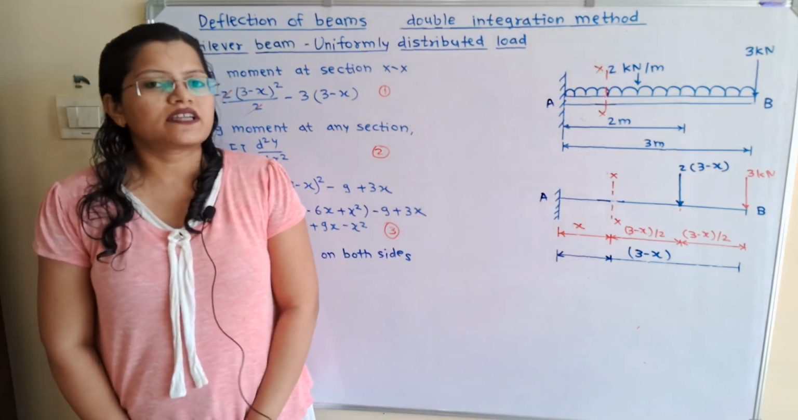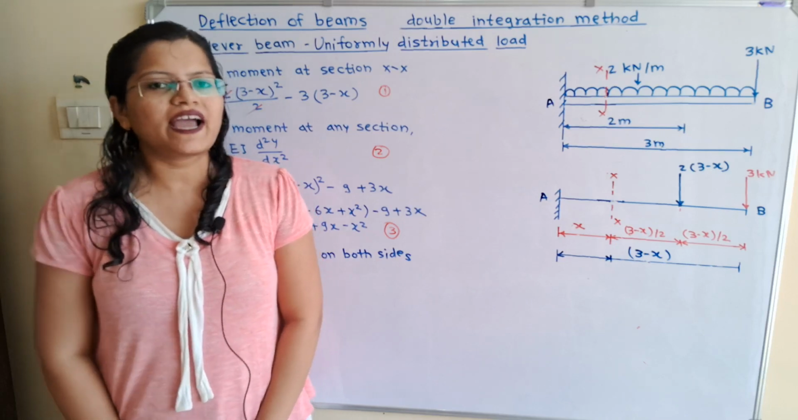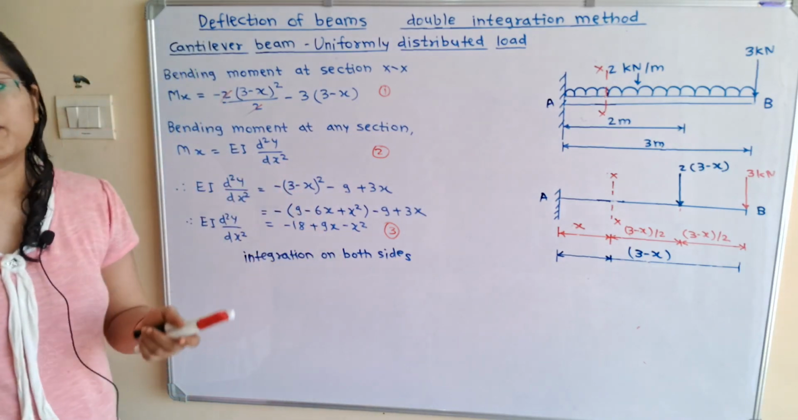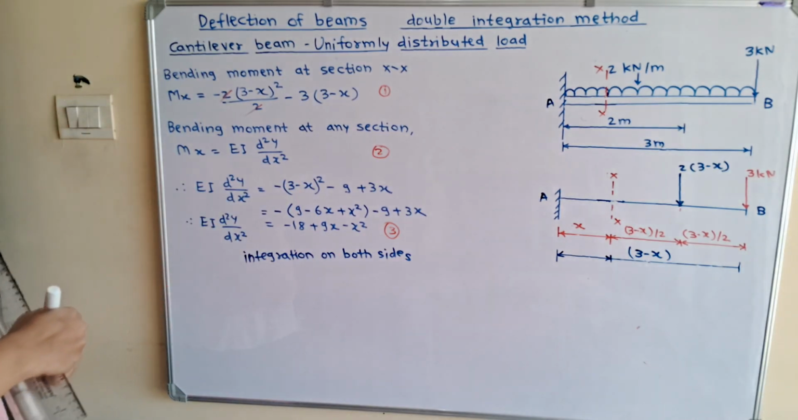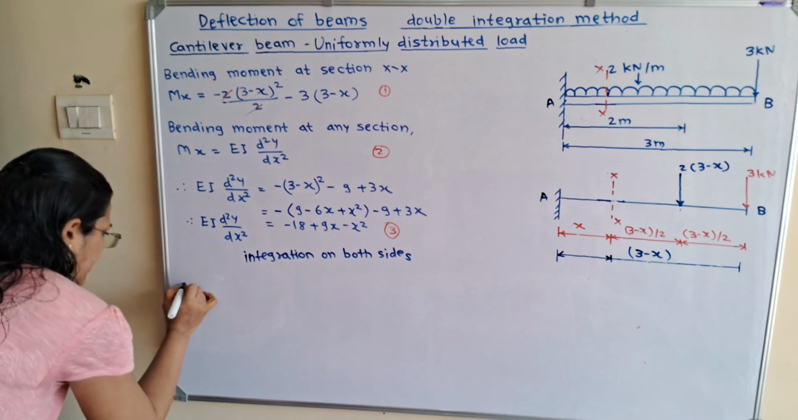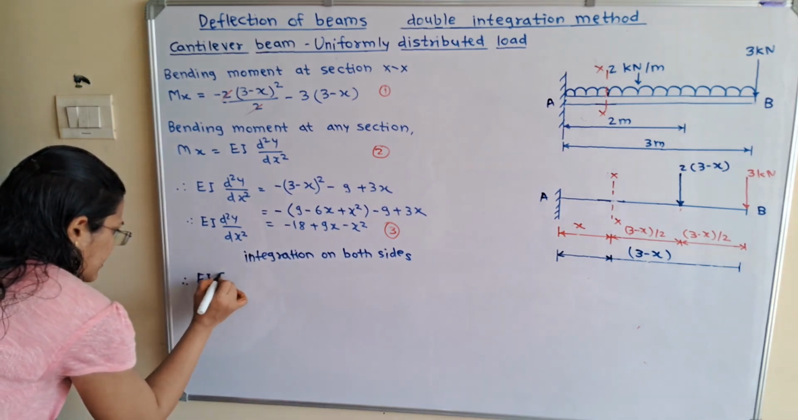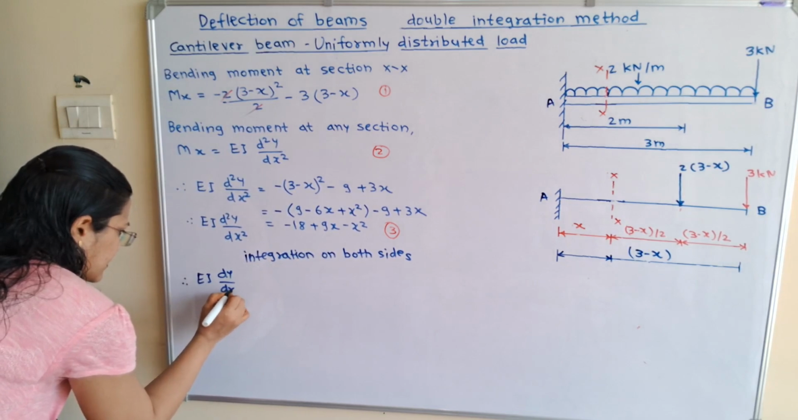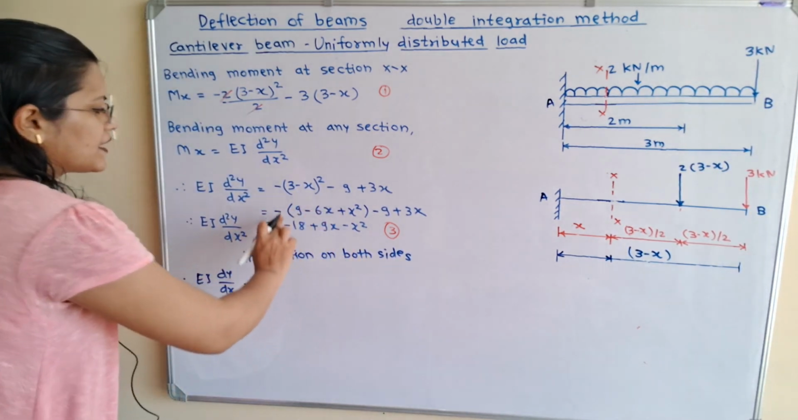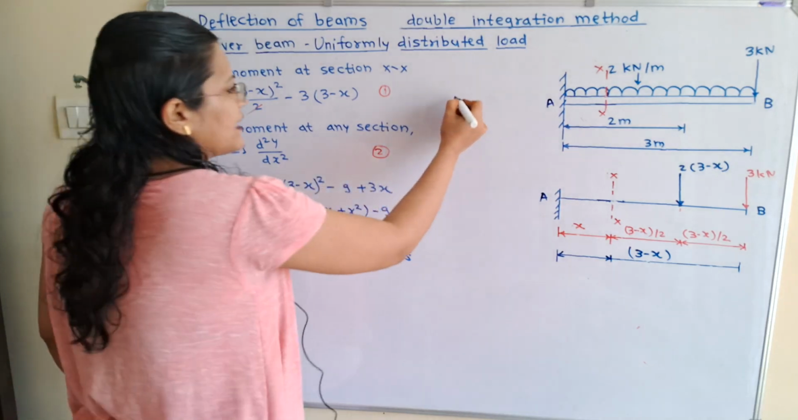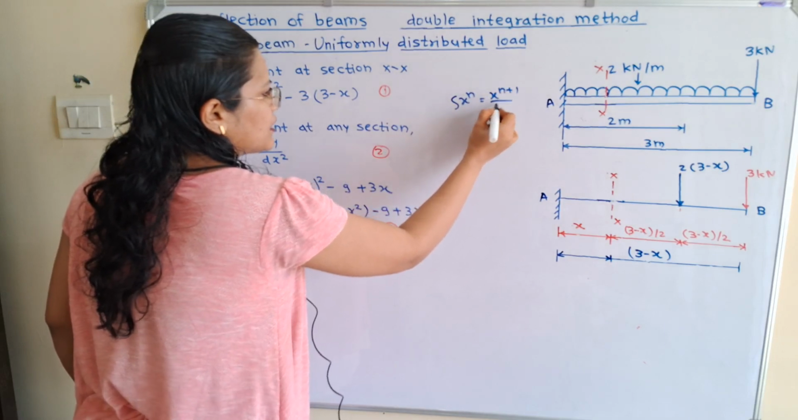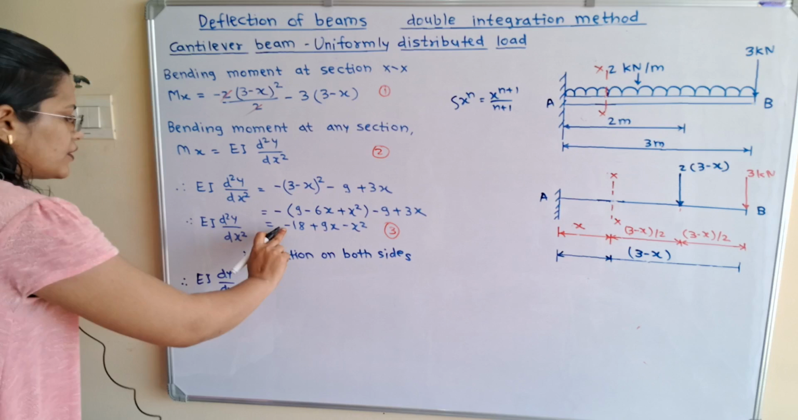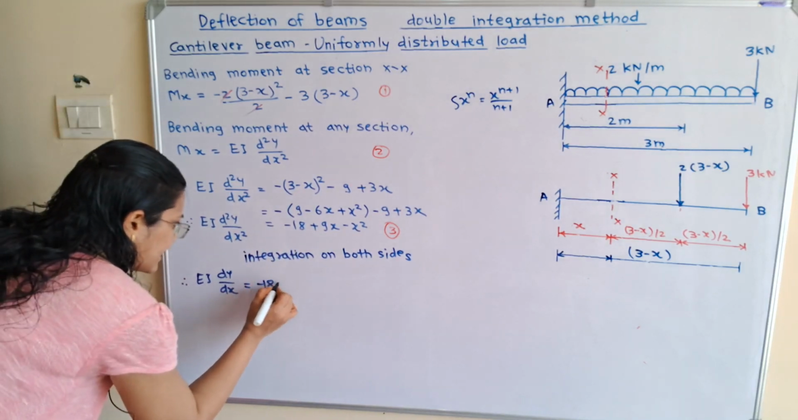We are using the double integration method, so we have to take the integration on both the sides. So it will become EI dy by dx. Therefore EI dy by dx is equal to, now we have to take the integration. Now we know that integration of x raised to n is equal to x raised to n plus 1 divided by n plus 1. So here it will become minus 18x.